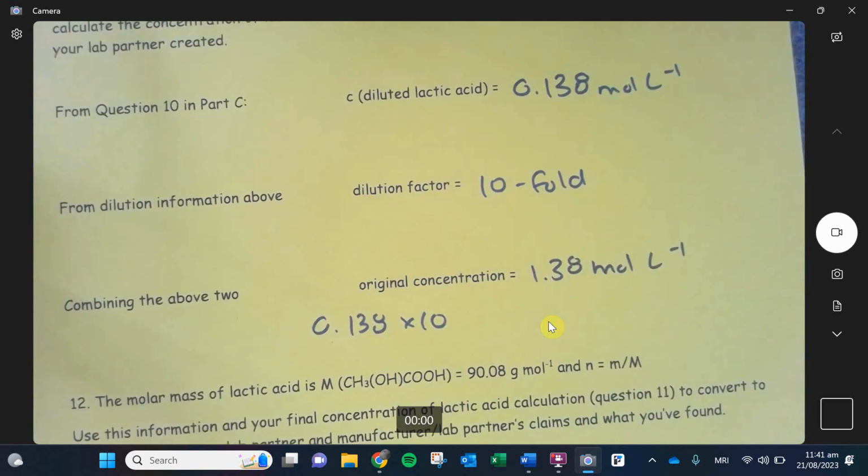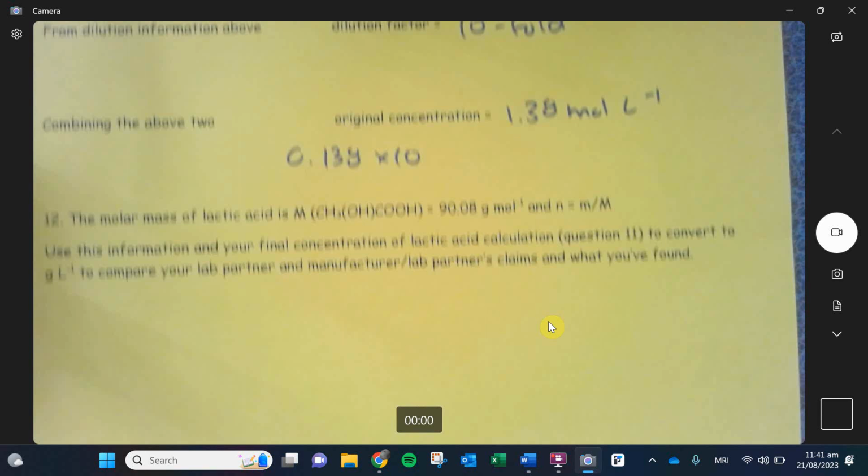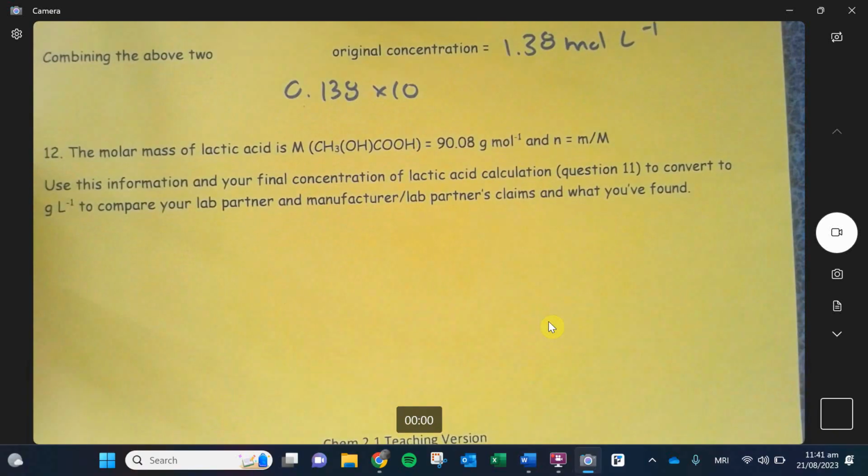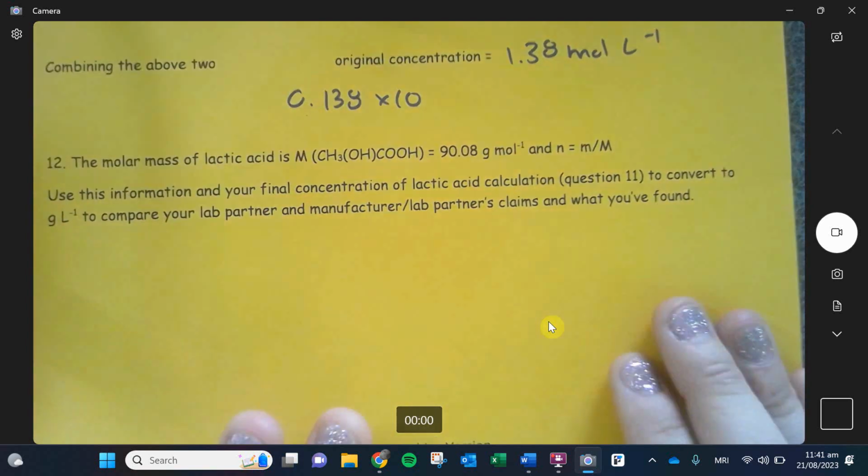So that's the original concentration. We okay with that so far? Okay. The thing to keep in mind, though, is that this concentration was given to us in grams per liter. So that's what I'm trying to check it against.